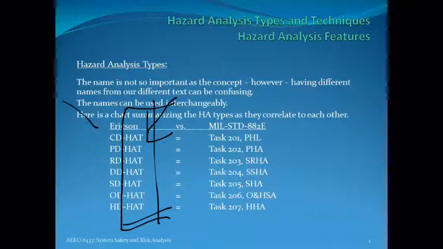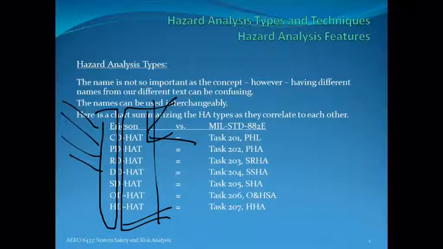So you have CDHAT, concept design hazard analysis type. PD, preliminary design hazard analysis type. RD, requirements design hazard analysis type. D, detailed design hazard analysis type. So really the only thing we need to learn are the first letters: concept, preliminary, requirements, design, system, operations, and health.